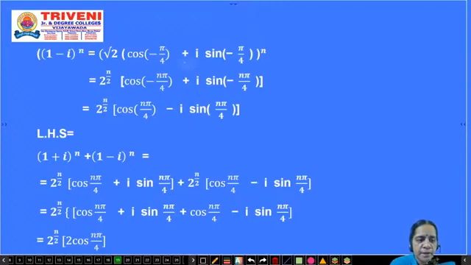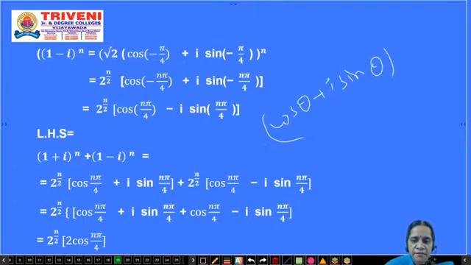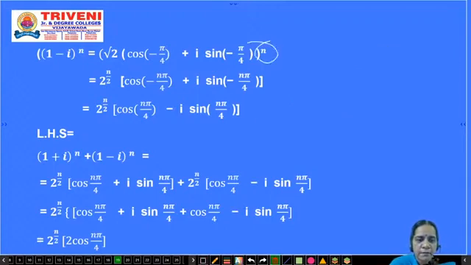Here it is plus, so we apply De Moivre's theorem: (cos theta + i sin theta) whole power n is equal to cos n theta + i sin n theta. That's why I am writing here the multiple of n, minus n pi by 4 and minus n pi by 4. Then 2 power n by 2 into (cos n pi by 4 - i sin n pi by 4).